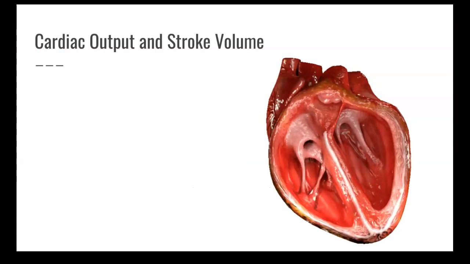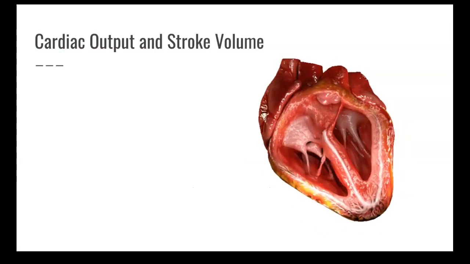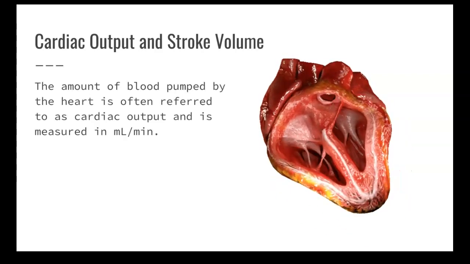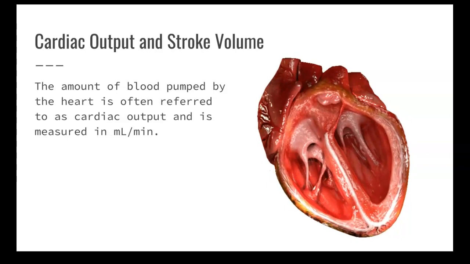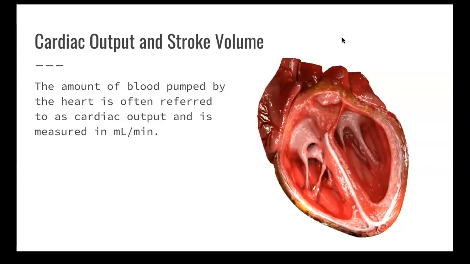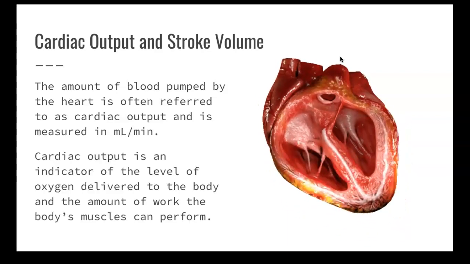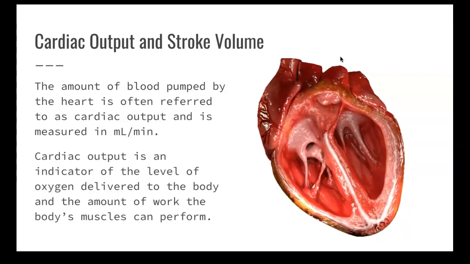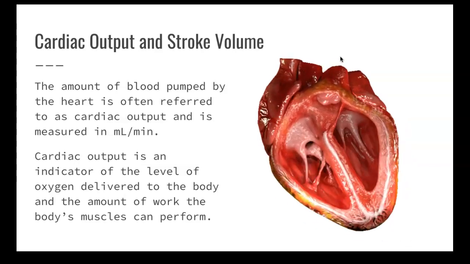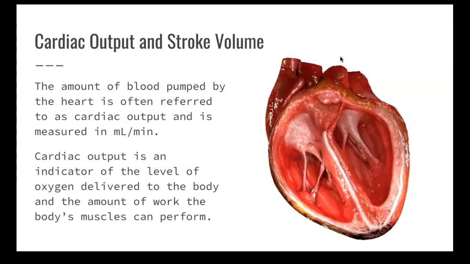So starting out, cardiac output is the amount of blood that our heart can basically pump in every minute. So we calculate in milliliters per minute how much actual blood is pushing out of our heart every minute. And it gives us an idea of how much oxygen is reaching our body cells so that we can figure out how much work our muscles are doing or are able to do.